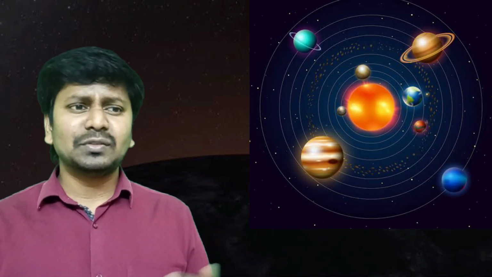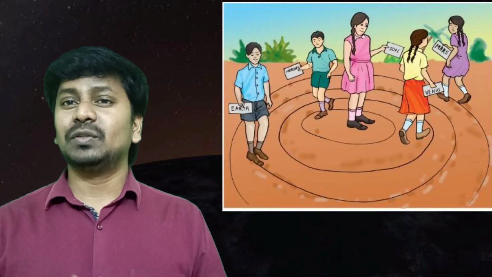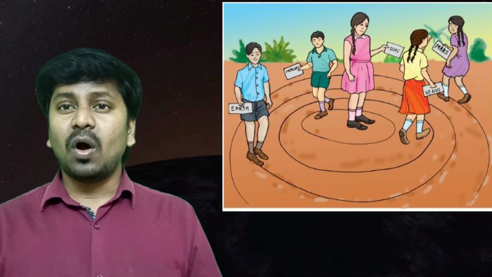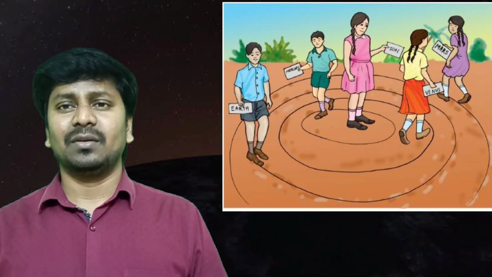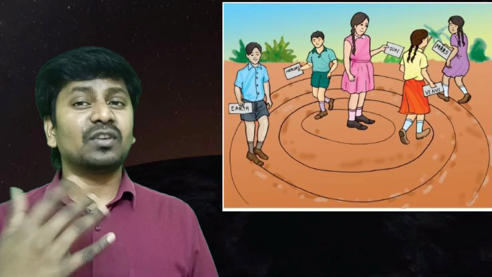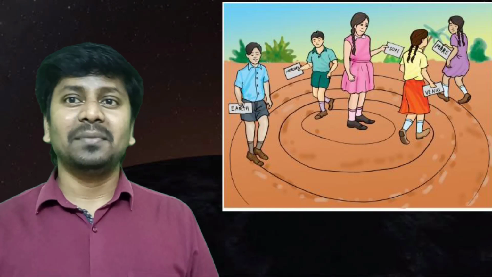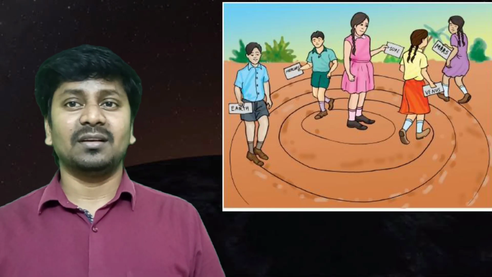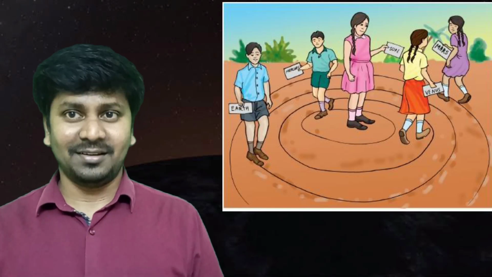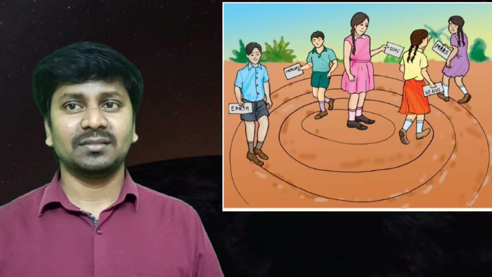I wonder why the planets do not collide while revolving around the sun. For understanding that, let us do an activity. Go out into the playground with 4 or 5 of your friends. Draw 4 circles of radii 1 meter, 1.8 meters, 2.5 meters, and 3.8 meters, all having a common center.